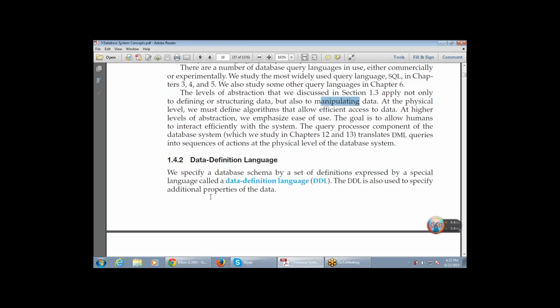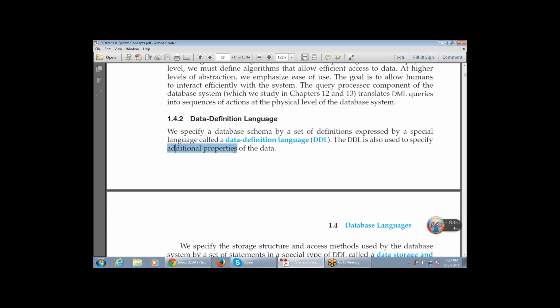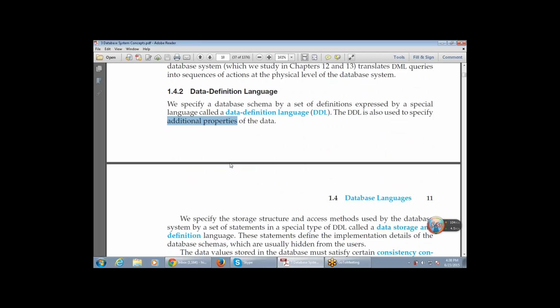So we can specify the overall design of the database, that is how the database will be constructed, or what the main criteria of the database are. To specify the database schema by a set of definitions, we use a special language known as the DDL, the data definition language. The DDL is also used to specify additional properties of the data. Whenever I want to specify various properties of the data, that is also done using the DDL.